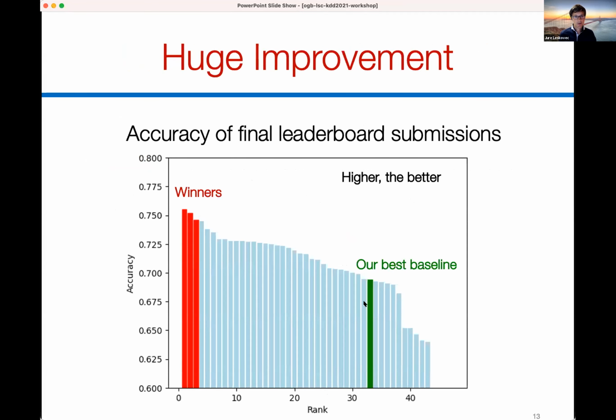Here, for example, when we released the benchmark, we used the existing architectures, and our best performance was about here. So let's say about 70% accuracy. This shows a rank of submissions versus accuracy. Higher is better. So let's say state of the art at the time of the release of the competition was about 70%. Now the winners were at over 75, so 76, 77. So significant performance improvements have been achieved on this challenging data set.